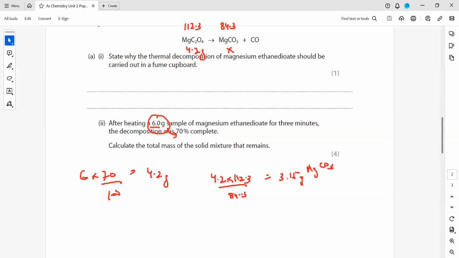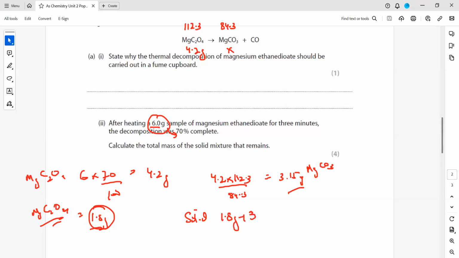And this is the mass of magnesium ethanedioate which has decomposed. So how much are we left with? Originally it was 6, so 6 minus 4.2 will be 1.8. So 1.8 grams of unreacted reactant will be there, and 3.15 grams of product will be there. But the question is, what is the total mass of solid? Carbon monoxide is a gas. So the total mass of solid is the unreacted reactant and the formed product. When we add them, 4.95 grams will be there. That is the total mass.